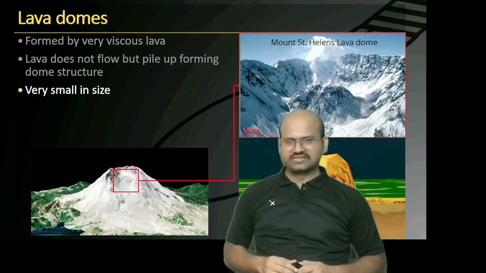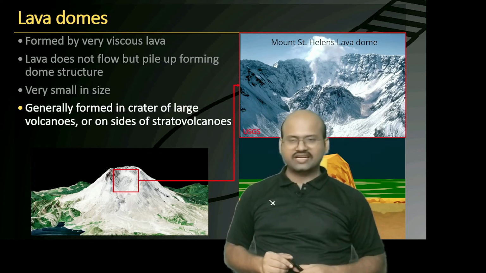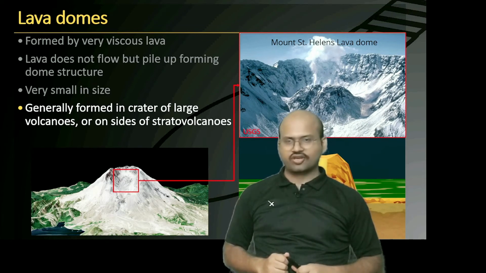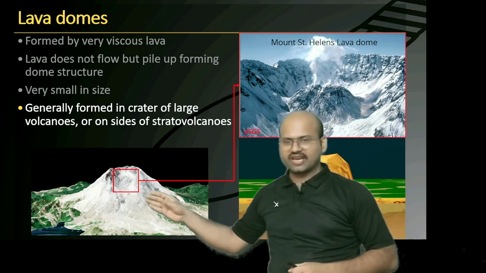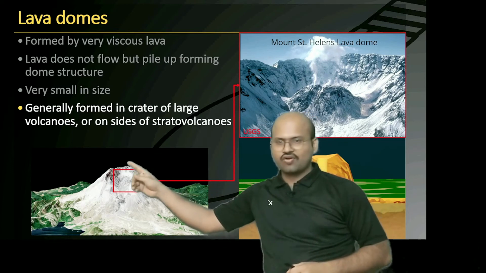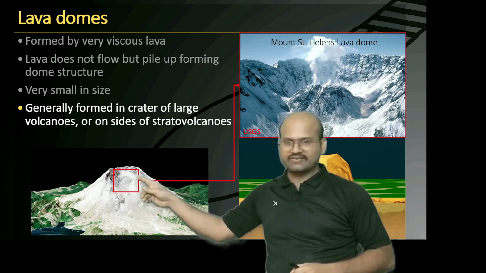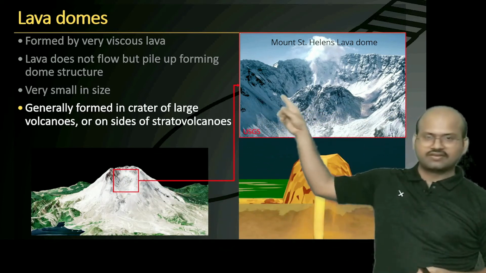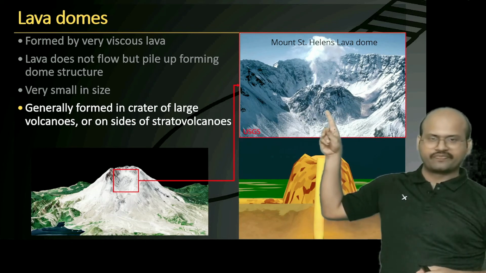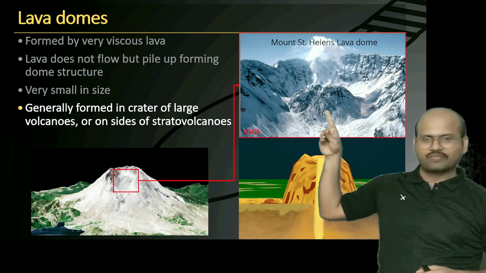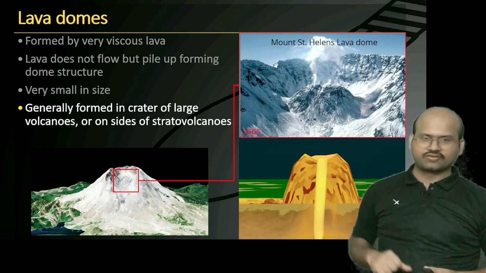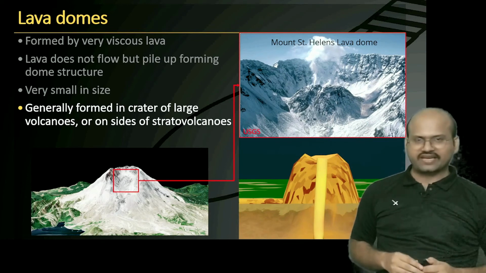They are very small in size, and they are generally formed in the crater of larger volcanoes. You can see here, this is St. Helens mountain which we have seen. This is the volcanic crater of that mountain, and within this you can see this is our lava dome. You can see that lava domes are formed within the crater of other volcanoes, and they are generally acidic type.